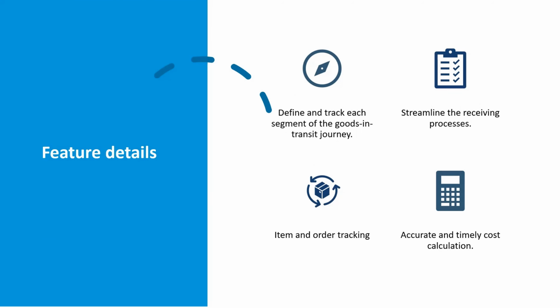Actually, the landed cost module has lots of features and functionality. However, I'm gonna focus on two main capabilities of the landed cost on this slide. The landed cost module enables the organization to define and track each segment of the goods in transit journey, beginning at the supplier's warehouse and continuing to the shipping dock through the freight forwarder and eventually to the destination warehouse. The landed cost module can also help the organization to manage and predict the item cost by defining automatic cost calculation, thereby improving pricing decision making and reducing the administration and costing errors.